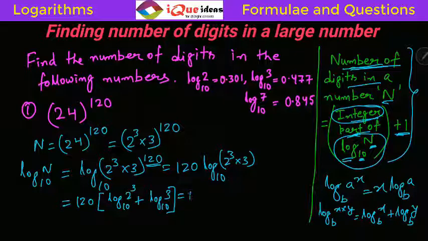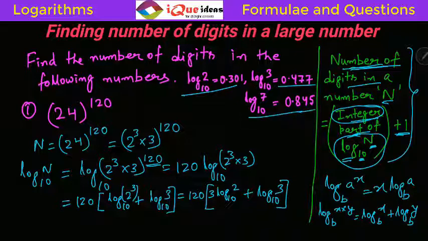Now finally it is 120 into, now log 2 cube, here again 3 is the power, so 3 will come out, so we will have 3 log 2 to the base 10 plus log 3 to the base 10. Now in the question it was already given, the log 2 value is given 0.301, log 3 to the base 10 is 0.477, and log 7 is also given. Now in this one, log 2 and log 3 will be utilized.